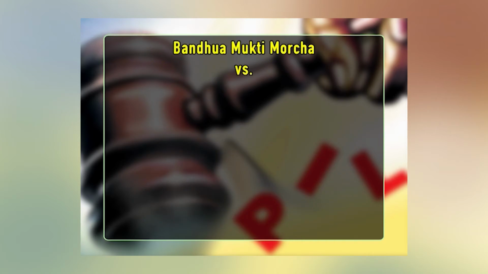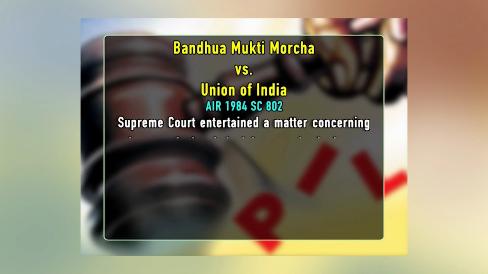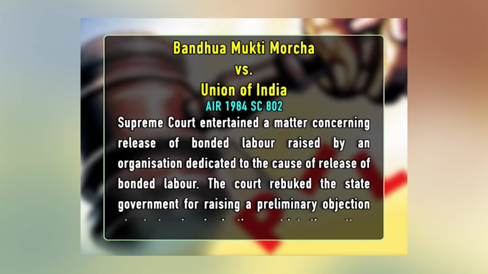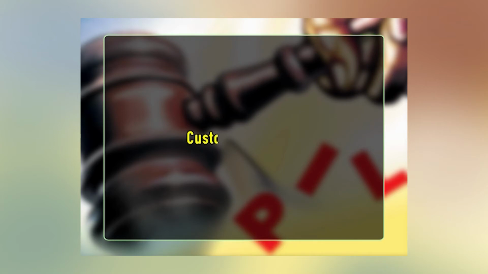In the case of Bandhua Mukti Morcha versus Union of India, the Supreme Court entertained a matter concerning release of bonded labour, raised by an organisation dedicated to the cause of release of bonded labour. The court rebuked the state government for raising a preliminary objection to start an inquiry by the court into the matter. Dear learners, now let's understand custodial violence.